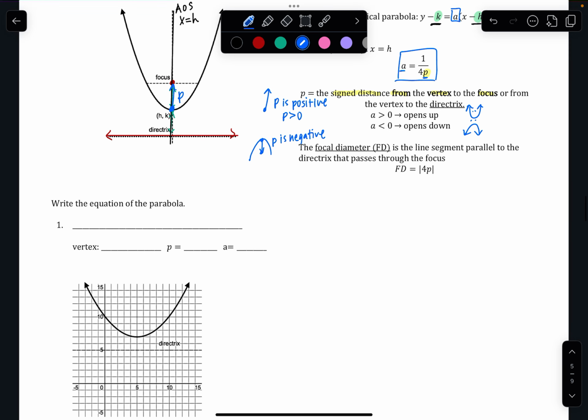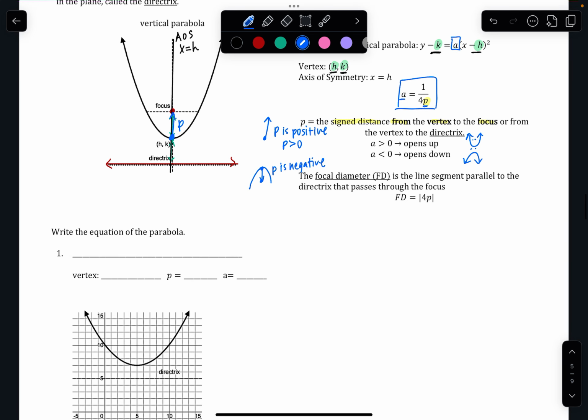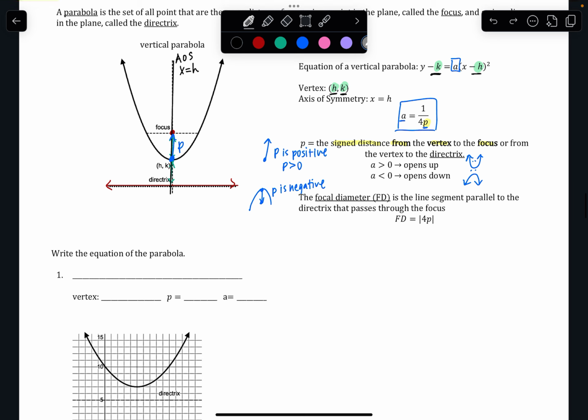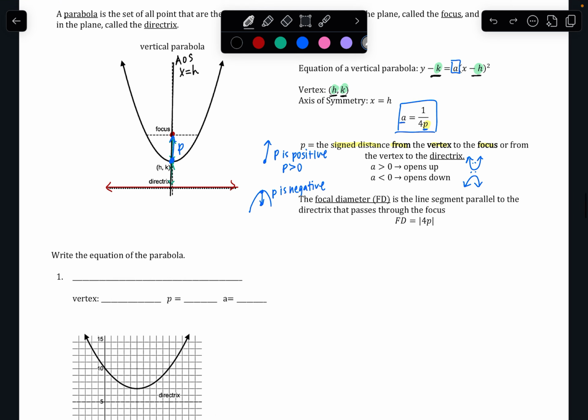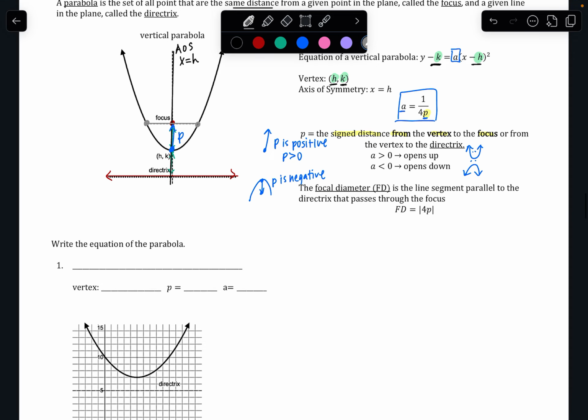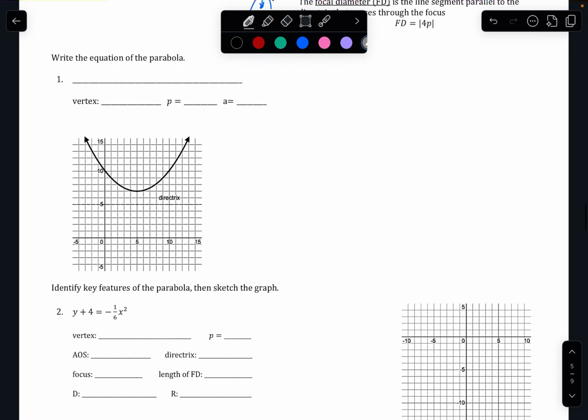The other thing we're going to be talking about is what is called the focal diameter. The formula is, once you have p, you just take the absolute value of 4 times p. The reason why you want to know that is because the focal diameter is this distance here. If you know the focal diameter, you're going to be able to get 2 more points on your parabola. Okay, so let's jump into some examples.